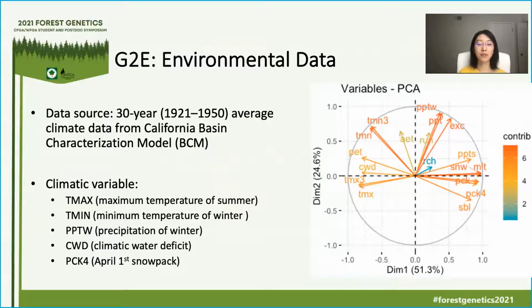To get the environmental data for G2E analysis, I extracted a 30-year average climate data between 1921 to 1950 from California BCM. PCA analyses were conducted among all the 18 climatic variables, and we chose 5 of them, which represent different directions of PC with low to moderate correlations, including maximum temperature of summer, minimum temperature of winter, precipitation of winter, climatic water deficit, and April 1st snowpack.